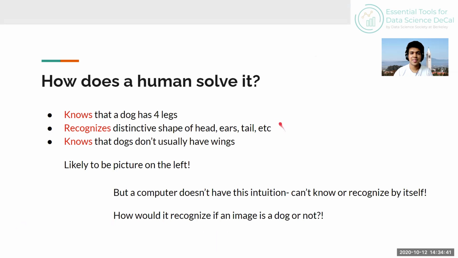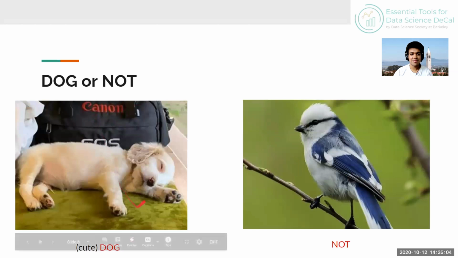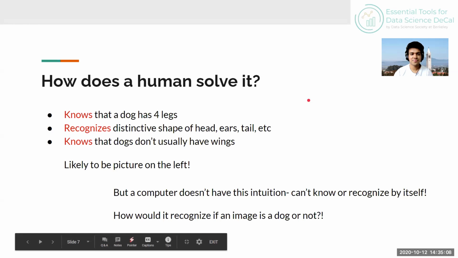So let's think about how a human would actually go about solving it, because it is fairly intuitive for all of us. We all have a sort of background knowledge of the world from when we are infants. We know that a dog has four legs. We can recognize its head, its ears, its tail, and we also know that dogs don't usually have wings. So all of this tells us that the picture on the left is likely to be a dog, and the picture on the right is probably not a dog.